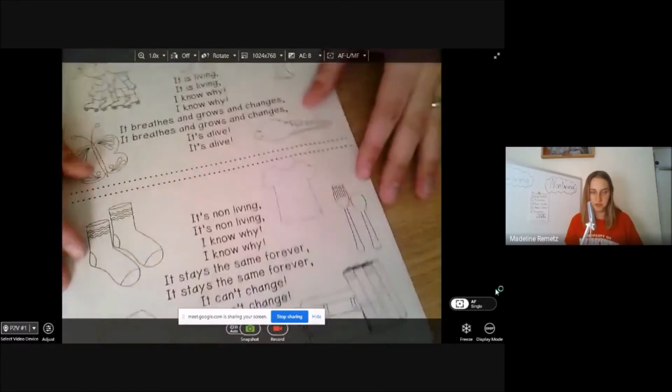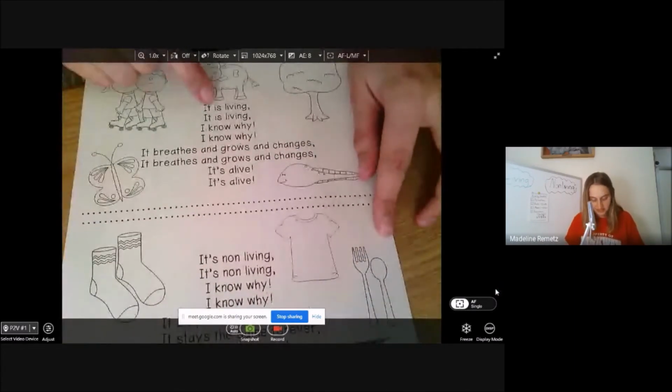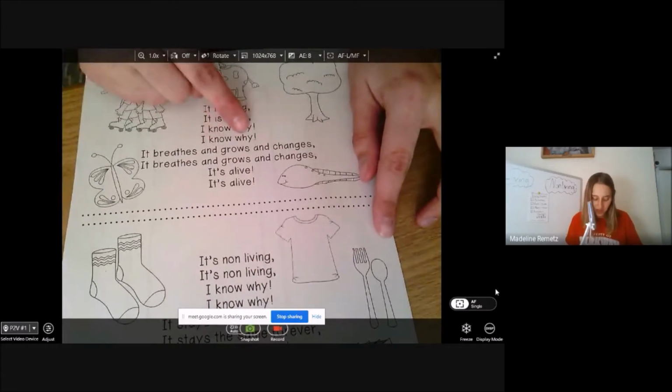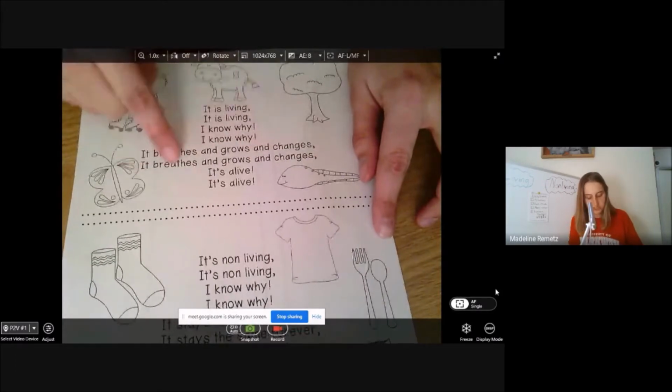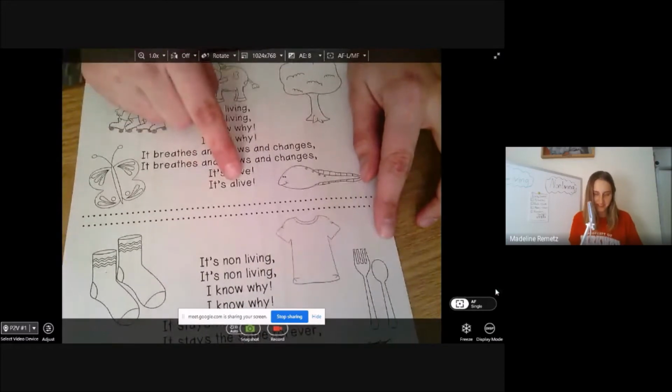It is living, I know why, I know why. It breathes and grows and changes, it breathes and grows and changes. It's alive, it's alive. Yay!